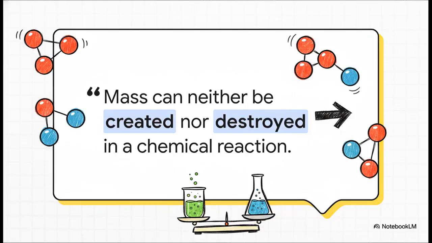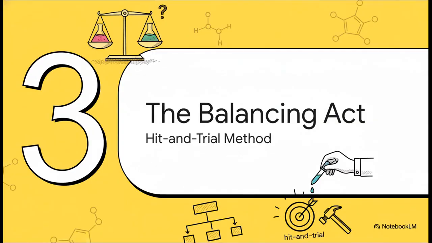That's why we balance. Okay, so we know why we have to balance, but now we need to learn how to do it. We're going to use what's called the hit and trial method. Now, don't worry about the name. It's actually a very logical, step-by-step process. With a little bit of practice, you will find it very easy.